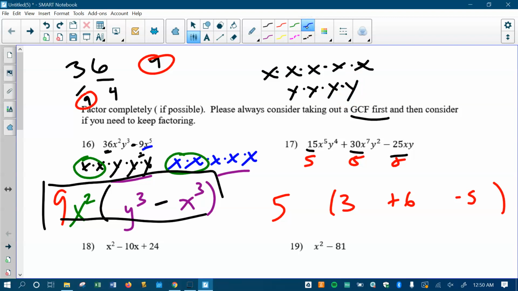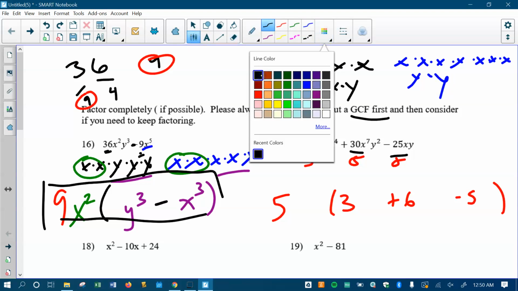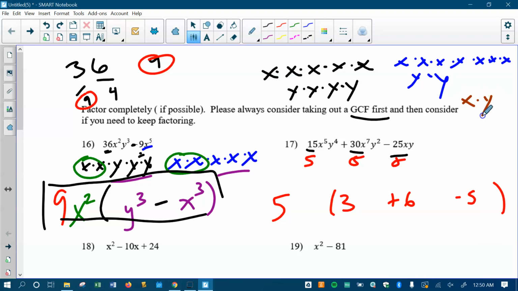For my second term, I have 7 x's, 2, 3, 4, 6, 7, and 2 y's. And then for that looks like an x. And then for my last one, I have 1 x and 1 y. So what's interesting here is I wrote all this out, but it looks like where I'm really going to end up going is I'm going to take out 1 x and 1 y from each one of these and leave the rest, because all of these have 1 x and 1 y.